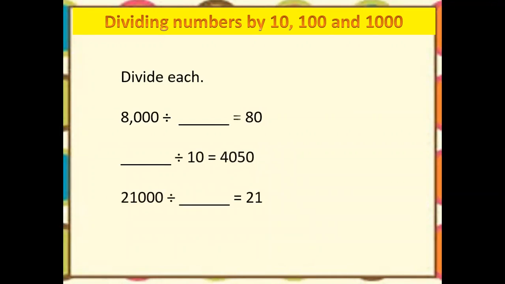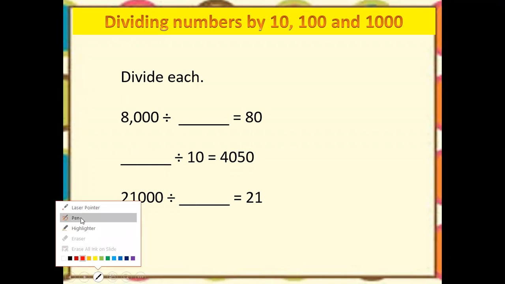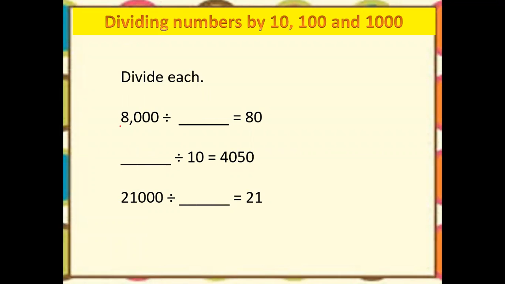how about if there are missing numbers? Keep it in your mind, when there are missing numbers, you have to check the answer to find the missing number in there. Our given number here is 8,000 divided by a number equals 80. So, what is the rule? What is the opposite of? This is when the second number is missing, you have to divide.